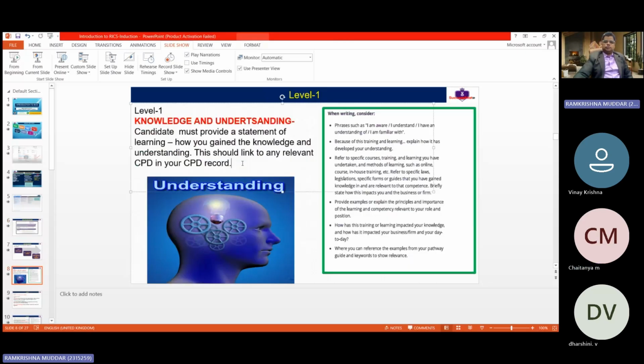Yes, clear, right? Darshini, it's clear, right? Can you make one example of level 1 just in your own words?